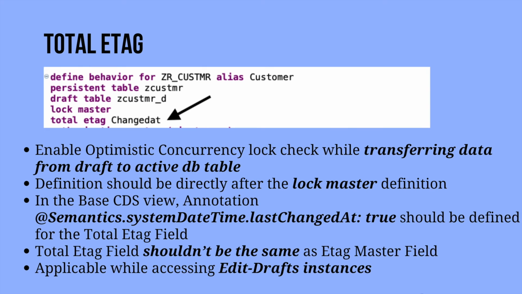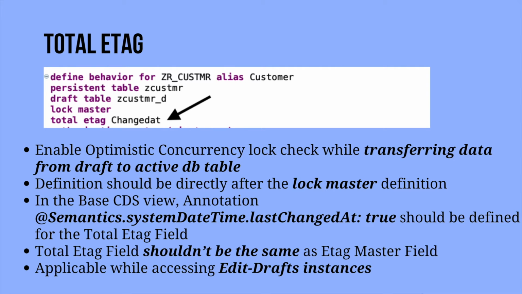Total ETag will be a very important thing here. When the user tries to save the draft data, what will happen? It will simply push the data from the draft to the active database tables. Meanwhile, let's say the active database table records have been changed by someone else, and we don't know.